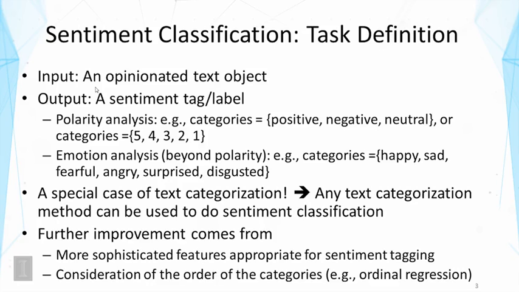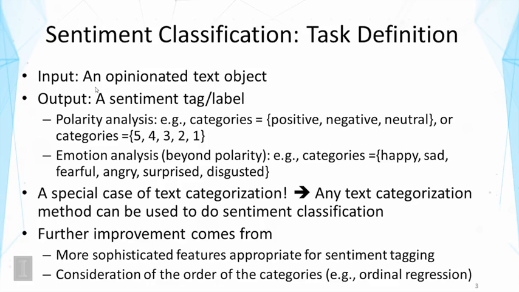So as you can see, the task is essentially a classification or categorization task, as we have seen before. So it's a special case of text categorization. This also means any text categorization method can be used to do sentiment classification. Now, of course, if you just do that, the accuracy may not be good, because sentiment classification does require some improvement over a regular or simple text categorization technique. In particular, it needs two kinds of improvements.